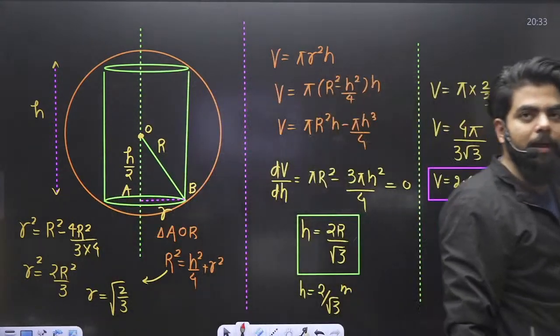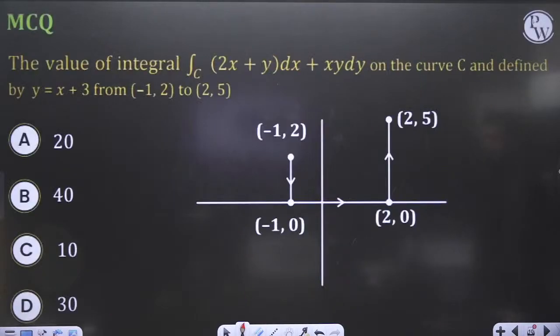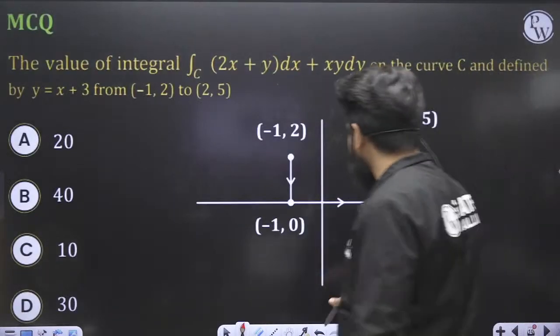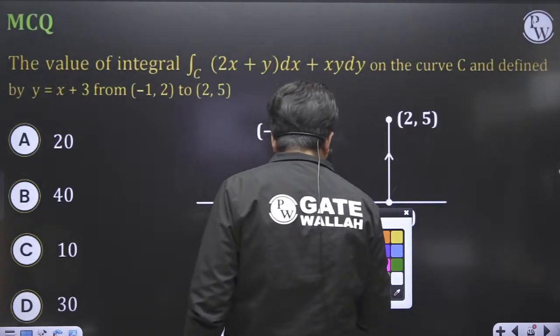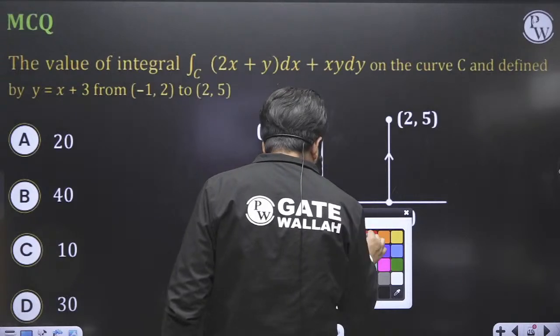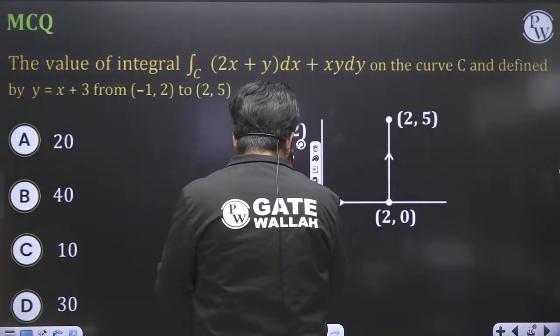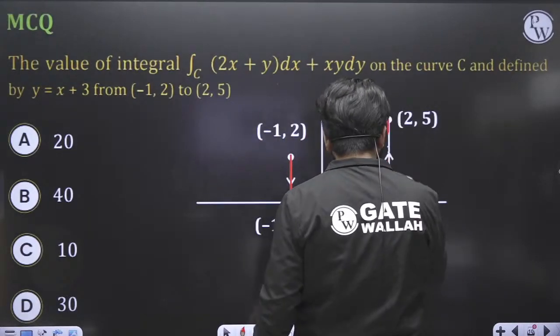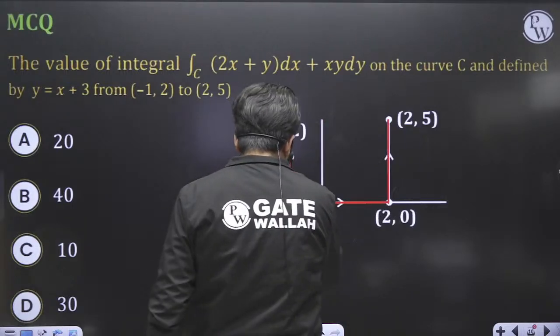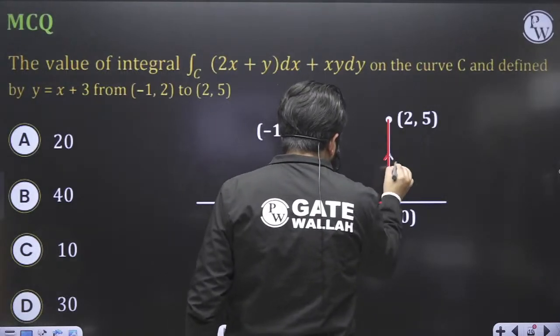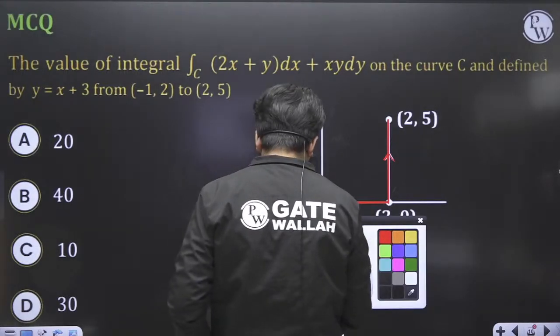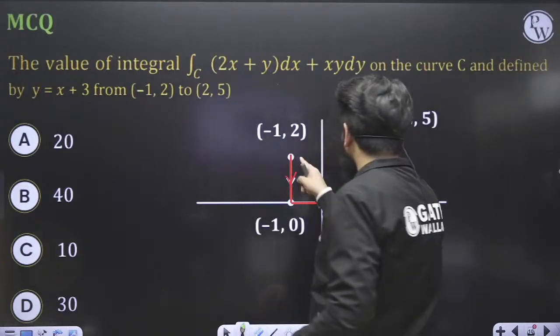Now let us move on to the next question. Okay. Next question. So this is the question in which the path is given like this. I'll highlight the path in this case. This, and this. Obviously this is an open line integral because the path is not closed at all. This is the straight line.